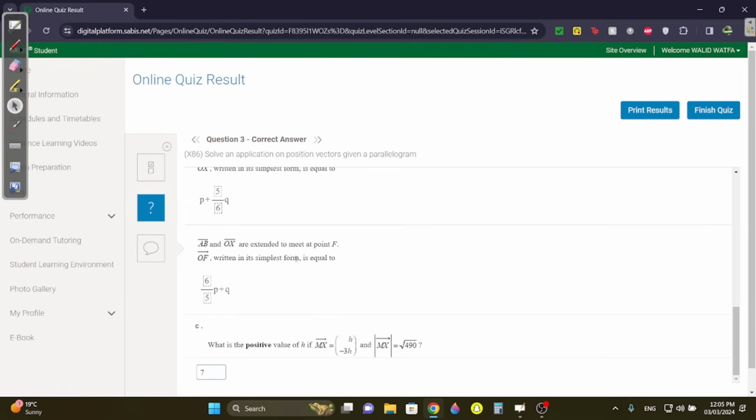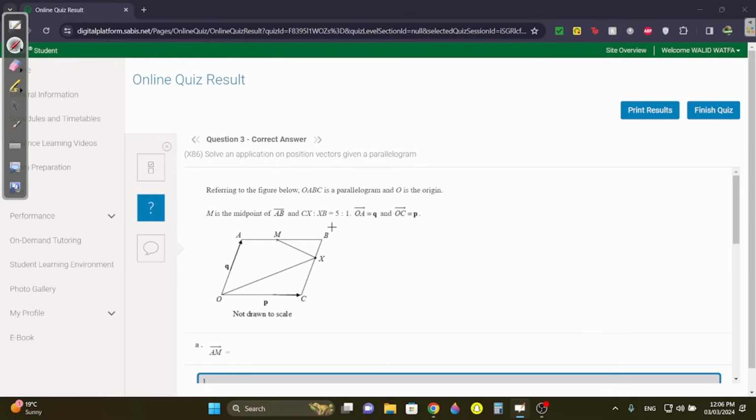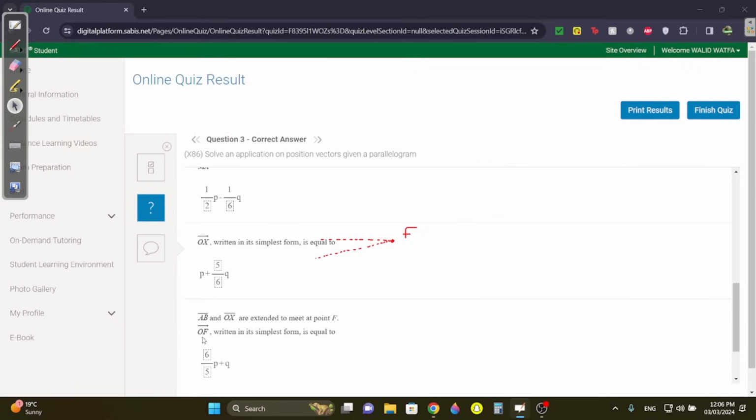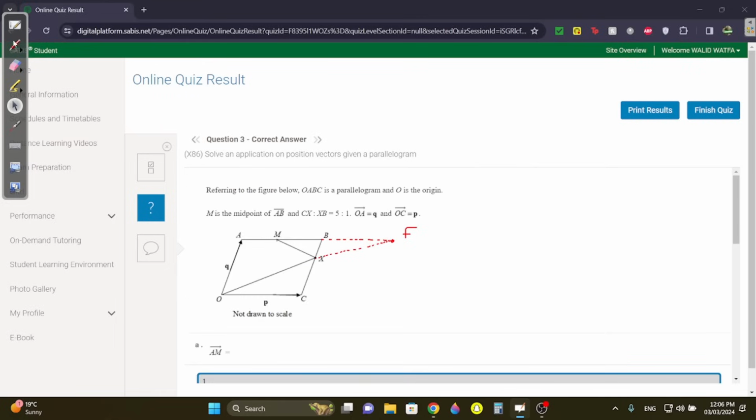So AB and OX are extended to meet at point F. If you extend AB and you extend OX, they meet over here at point F. Okay, they're asking what is OF equal to? So they want this segment OF.